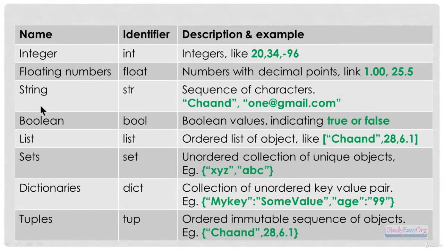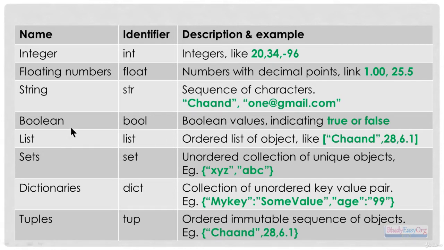Alright, so then we have a string. Str is the identifier. And what is a string? A string is simply a sequence of characters, for example my name or 1@gmail.com. So take a note of this particular email address. In here we also have some special characters. So when it comes to string, any special character, any alphabet, any number is allowed. A string can be a sequence of any characters.